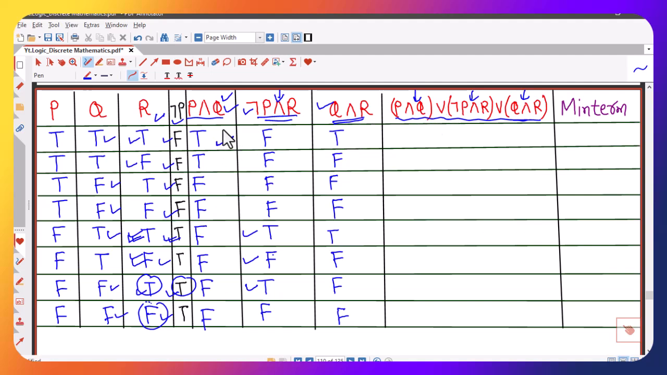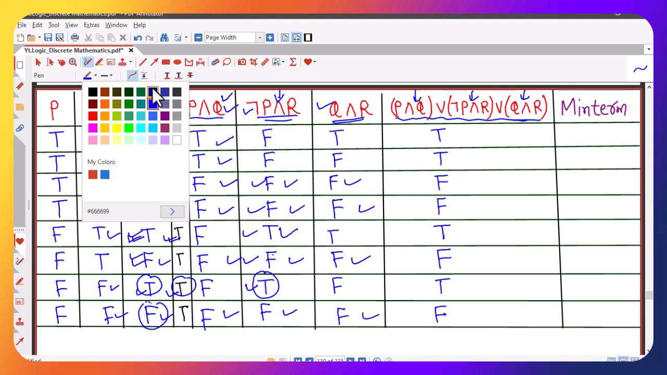So here we can see P and Q is true, therefore this is true. Here P and Q is true, therefore this is true. Here all are having truth value false, therefore this is false. Same thing here, all 3 are having truth value F, therefore this is false. Here this one is true, therefore we have true. Again here all are having truth value false, therefore this is false. Here we have truth value T, therefore this is true. And here all are having false truth value, therefore this is false.